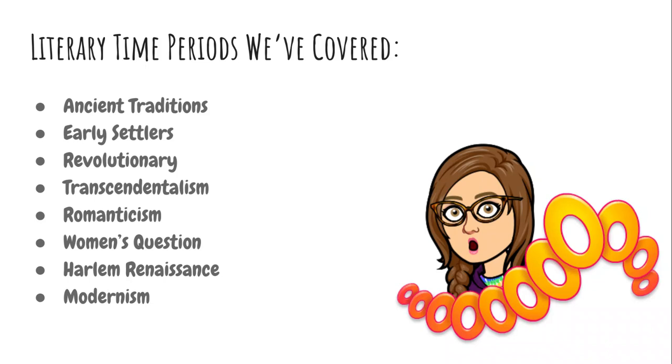The Women's Question gave us Story of an Hour and The Awakening by Kate Chopin, as well as The Yellow Wallpaper by Charlotte Perkins Gilman. The Harlem Renaissance gave us poetry by Langston Hughes, as well as the autobiography How It Feels to Be Colored Me, and Their Eyes Were Watching God, both by Zora Neale Hurston. And then modernism gave us a large variety of poetry. The one we spent the most time on was The Love Song of J. Alfred Prufrock. But we also were able to read Metamorphosis by Franz Kafka and The Great Gatsby by F. Scott Fitzgerald.